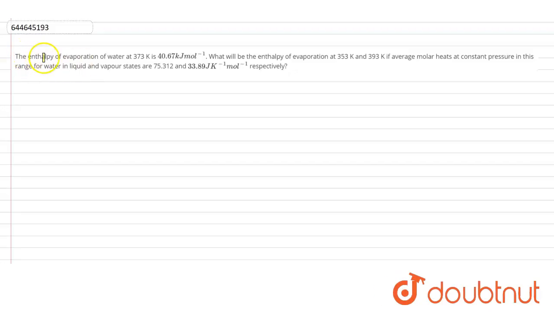Hello, so the question is saying this: the enthalpy of evaporation of water at 373 Kelvin is 40.67 kilojoule per mole. What will be the enthalpy of evaporation at these two temperatures, that is 353 Kelvin and 393 Kelvin, if the average molar heat at constant pressure, that means Cp, in this temperature range for water in liquid and vapor state, is 75.312 and 33.89 joule per Kelvin per mole? So let us try to solve this question and find the value of enthalpy at these two temperatures.